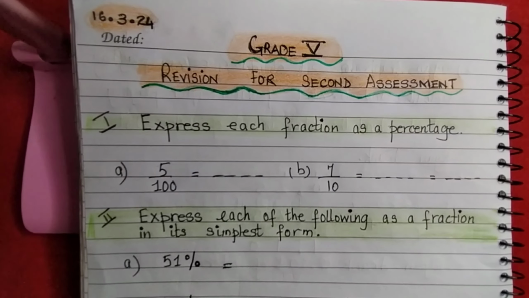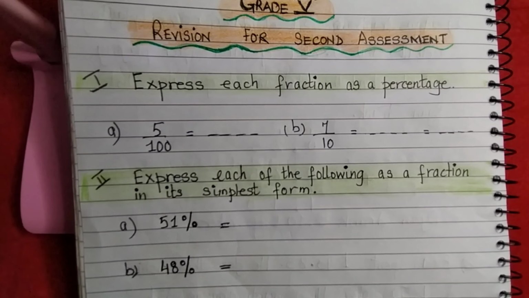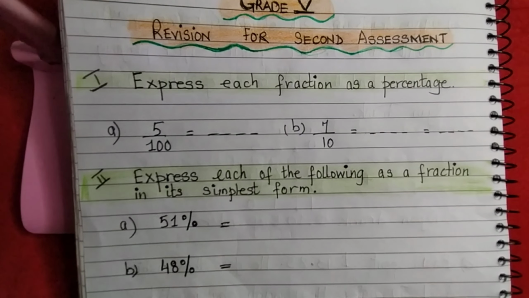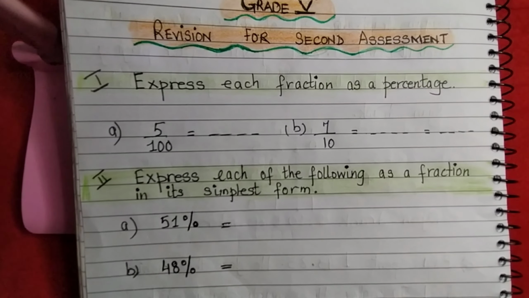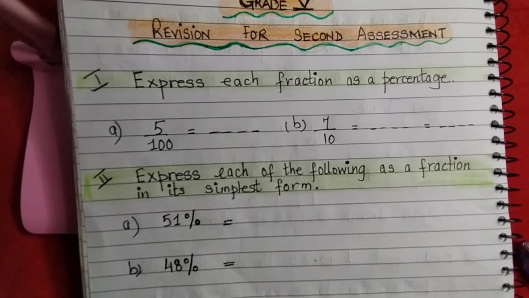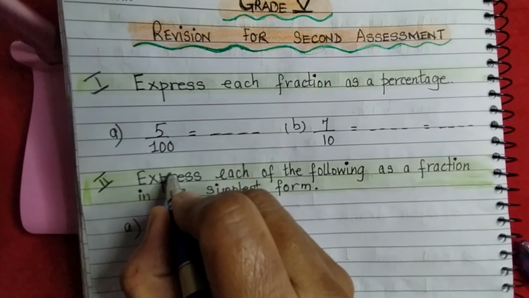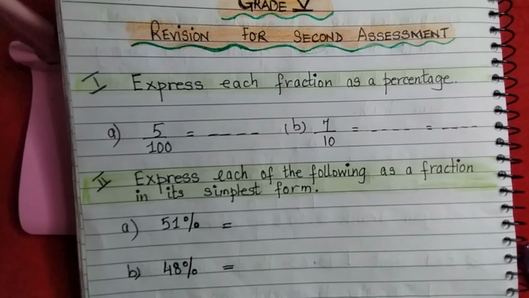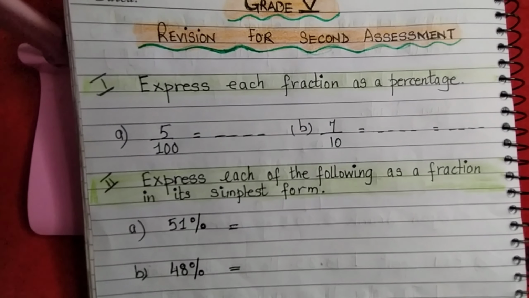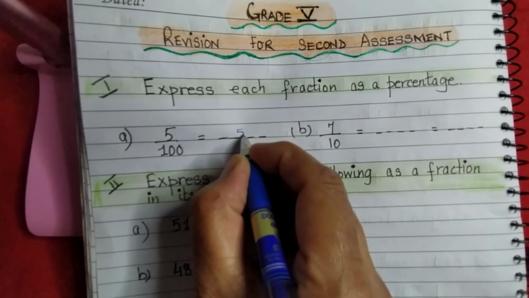Revision for the second assessment. The first question that you see here is how to convert the fraction into a percentage. The fraction is already given to you, and how do you convert it into a percentage? 5 upon 100. You all know that percentage is always out of 100. So 5 upon 100 means 5%.